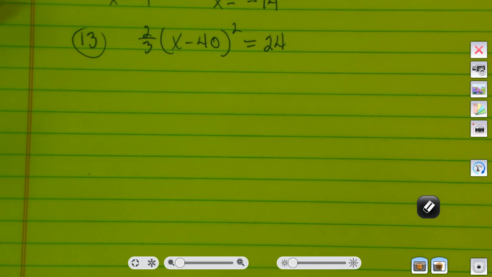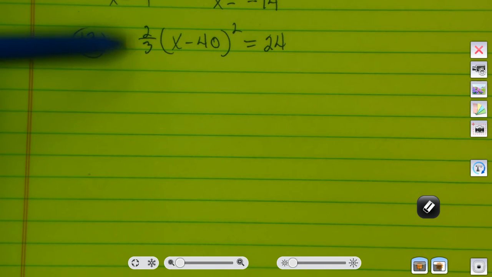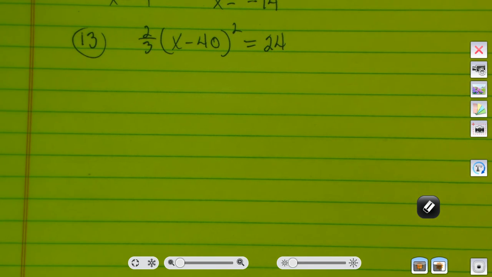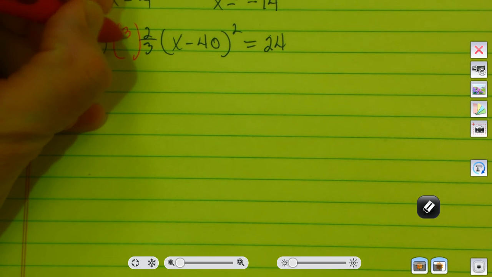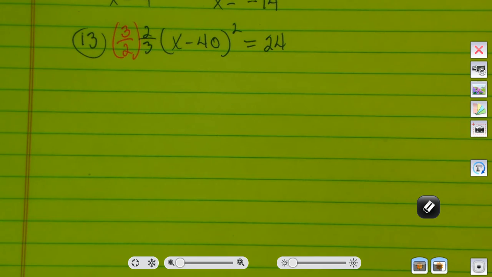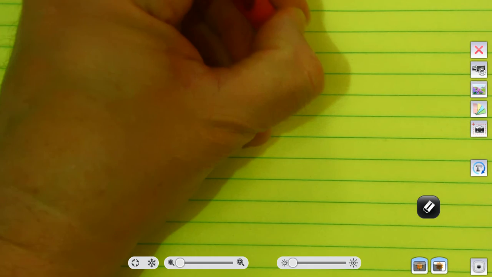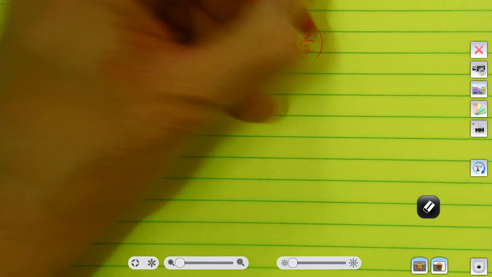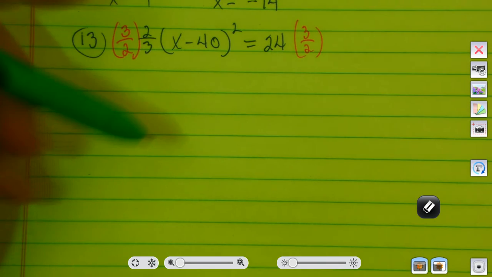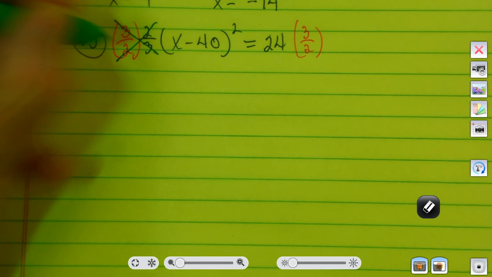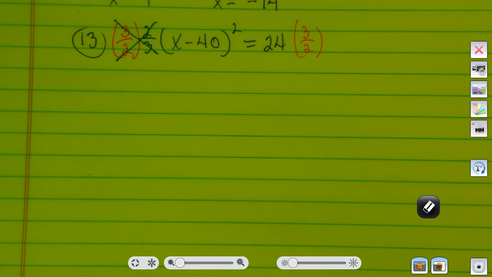So the first thing I see I've got to do is I've got to get rid of my fraction. I know to get rid of the fraction, I multiply by the reciprocal, 3/2, on both sides. Just like that. And because of that, I know that those will cancel each other out, which is what I want to have happen.